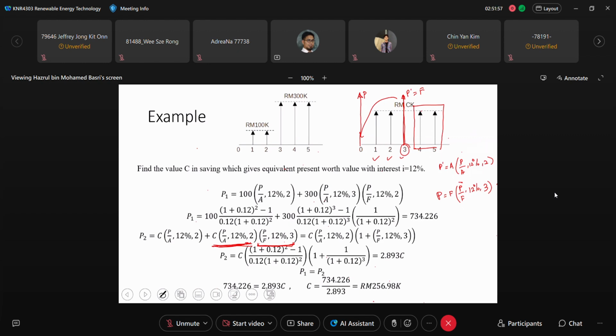Okay, I hope this one is clear. So next one, I realized that this value and this value are the same. So I want to put them in factor.